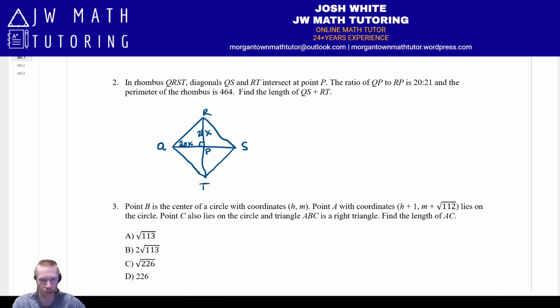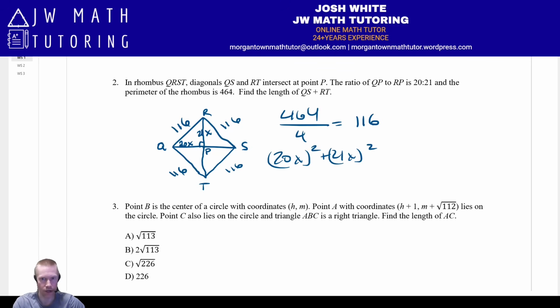So here is how we attack this one. We take 464 and we divide it by 4 because every side in a rhombus has the same length. That means this side is 116. You don't need to label this, obviously, if you're doing this problem, but this is what it's going to look like. All right, so now we know that 20x squared plus 21x squared is equal to the hypotenuse squared, which is 116 squared.